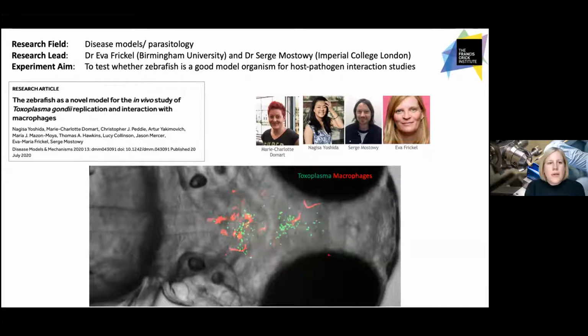So the question now is, we can collect beautiful three-dimensional high-resolution ultrastructural data using volume EM, but how do we make that a correlative experiment, and how do we find that needle in the haystack, the small region of interest in the sample? So I'm going to give you an example of some recent work which was done by Marie-Charlotte in the lab with Nagisa Yoshida and Serge Mostolvi and Eva Frickel, who were looking at zebrafish and whether it can be used as a model organism for the in vivo study of parasites. So here you can see the zebrafish hindbrain. You can see Toxoplasma gondii, which is a parasite infecting the hindbrain. And you can also see macrophages, which are labeled in red.